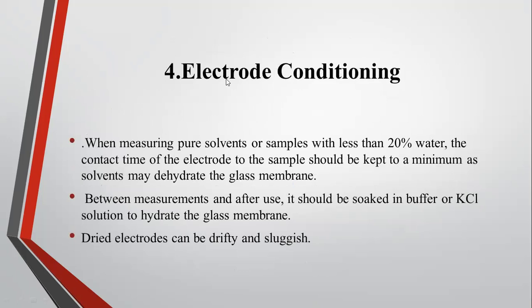Fourth one is electrode conditioning. When measuring pure solvent or a sample with less than 20% water, the contact time of the electrode with the sample should be kept to a minimum, as the solvent may dehydrate the glass membrane. Between measurements and after use, it should be soaked in buffer or an aqueous solution to hydrate the glass membrane. Dried electrodes can be drifty and sluggish.